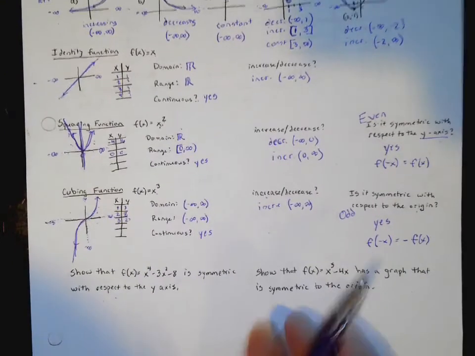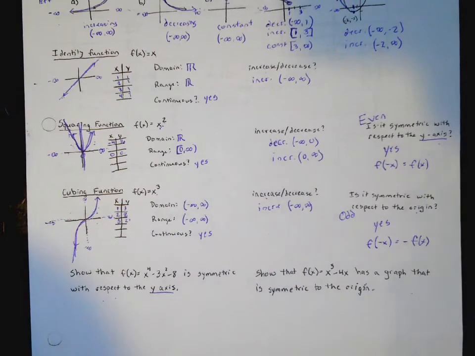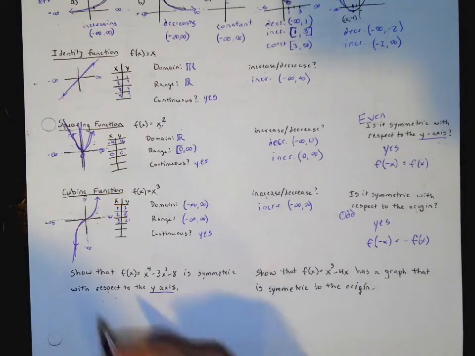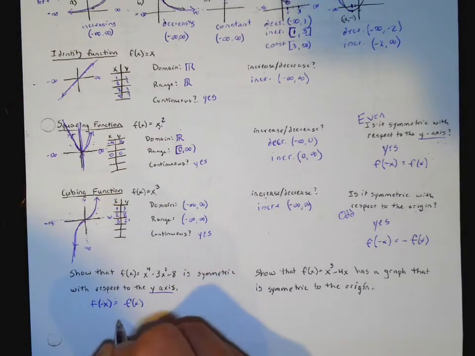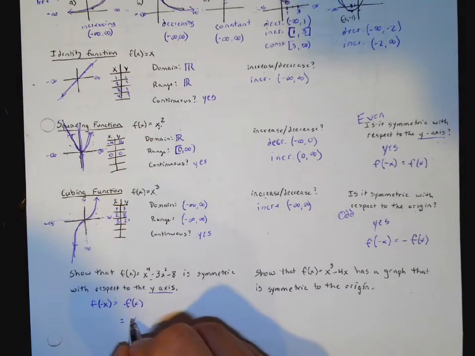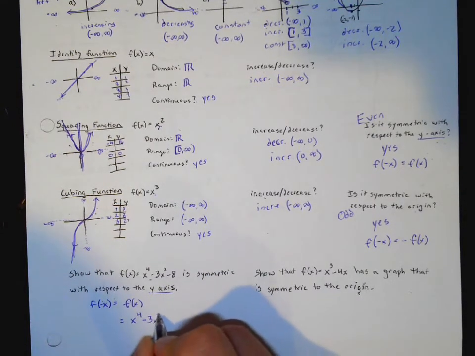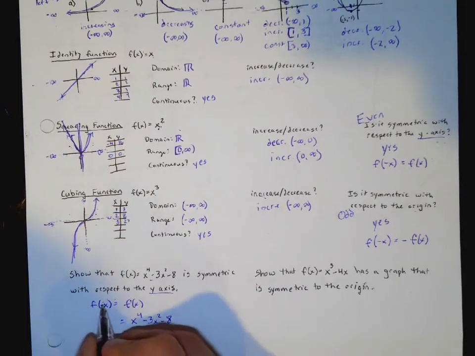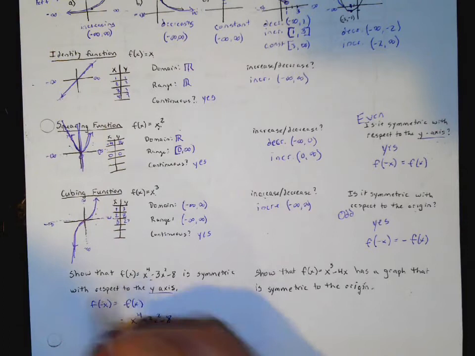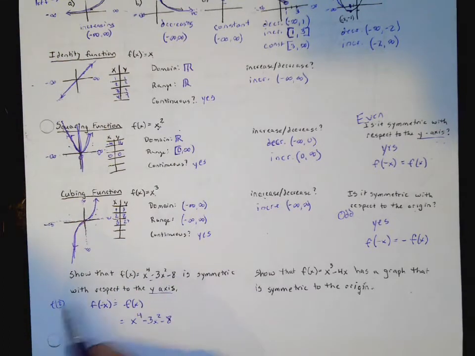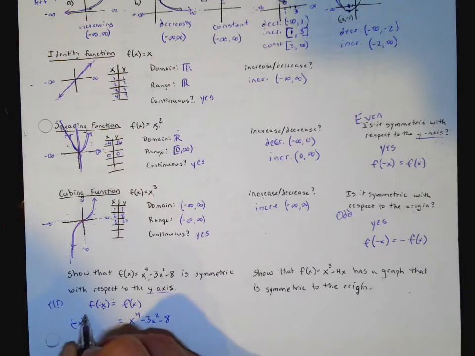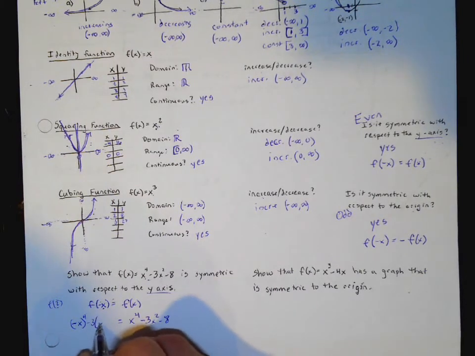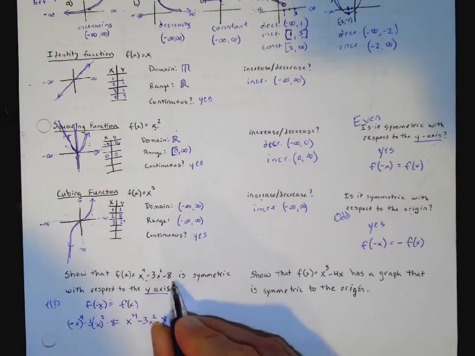So, first one here, we want to show that it's symmetric across the y-axis. So for the y-axis, we're using this equation right here: f of negative x is equal to f of x. Okay, so we know f of x is this function right here. Now, to find f of negative x, just like if I wanted you to find f of 2, you would take that 2 and plug it in here for these x's and work it out, right? Same idea here. We're going to take negative x and plug it in here. So we have negative x to the 4th minus 3 times negative x squared and minus 8.